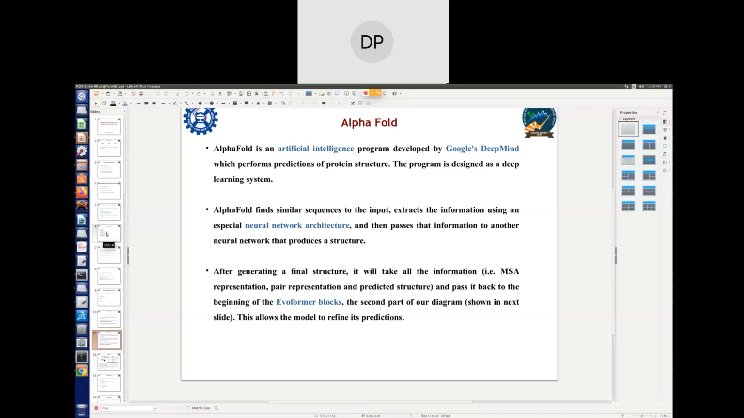For this, AlphaFold finds similar sequences to the input, extracts the information using a spatial neural network architecture, and then passes this information to another neural network that produces a structure. After generating a final structure, it takes all the information and passes it back to the beginning of the evoformer block. So they have two evoformer blocks, these DeepMind AI blocks you can say, through which the process aligns the structure set as well as the sequence set.